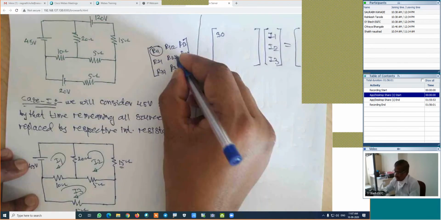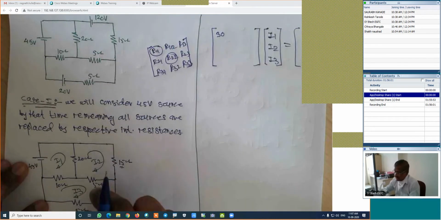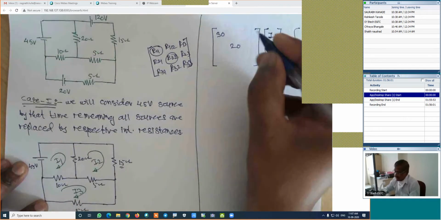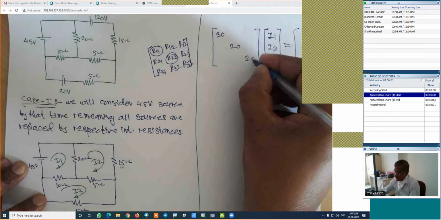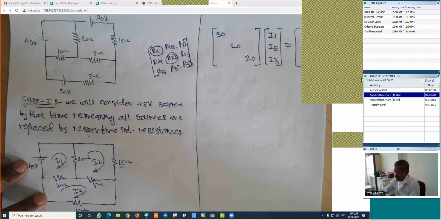This is 30. How much is the R22? This is the second loop. This is 15 plus 5 is 20, and this 20 will be 20. How much is the resistance of the third loop? This third loop: 5 plus 5 is 10, and this 10 will be 20. This is 20. Only the diagonal elements are positive. Remaining all elements will be negative. Is it right? So how is the case? Yes. Saurabh, anything?